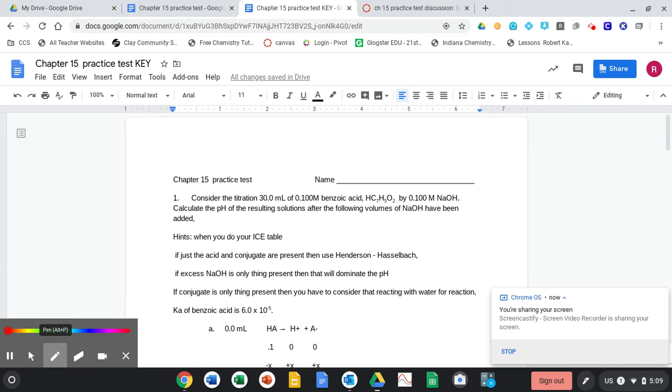Hello, let's take a look at this practice test that you did last week. We're looking at a titration. This one's a weak acid with a strong base.